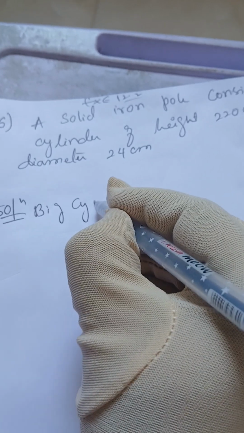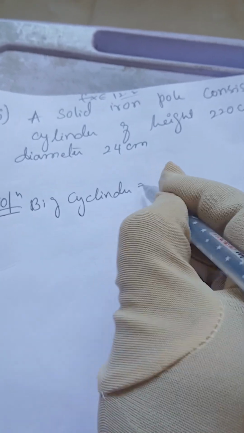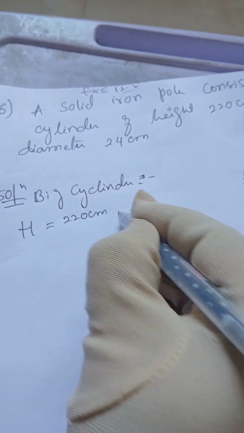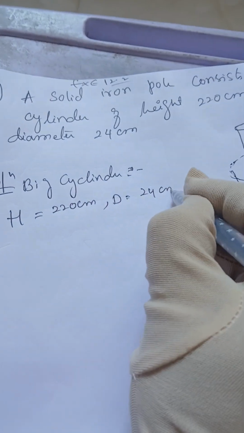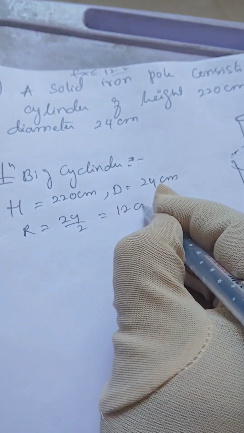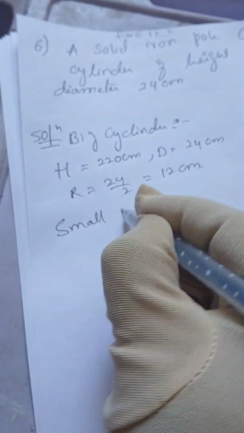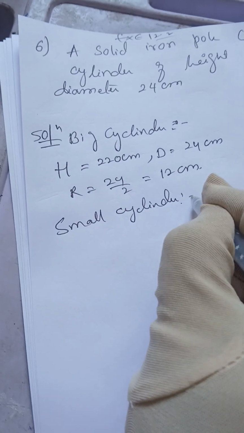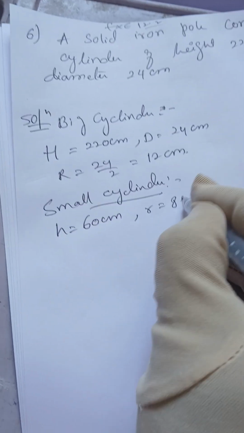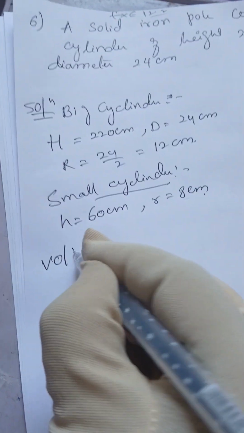So first, what we will do, big cylinder volume. This will be the big cylinder and this will be the small cylinder. Big cylinder: H equals 220 centimeters, diameter is 24 centimeters, so R is 24 by 2, that is R equals 12 centimeters. Small cylinder, what is given: small cylinder, h is 60 centimeters and r is 8 centimeters. So volume of the pole we have to calculate.